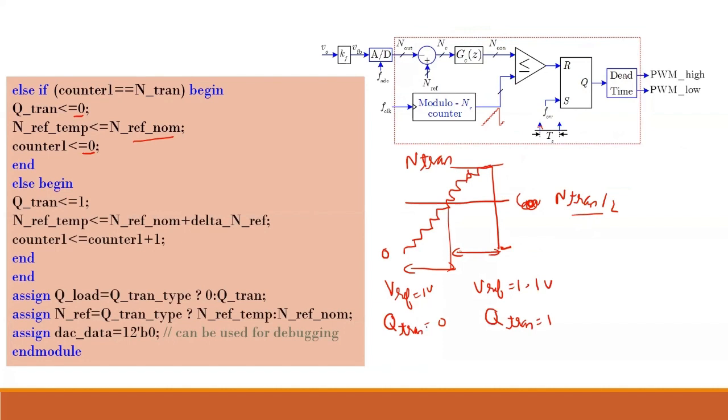I will set qtran to be equal to 0. Once it exceeds ntran by 2 and it is less than ntran, then I will set vref to be 1.1 volt and qtran will be 1. Once it reaches ntran, then it has to be reset back to 0 and then the procedure will continue like that. It will run like an infinite loop. So is that clear?